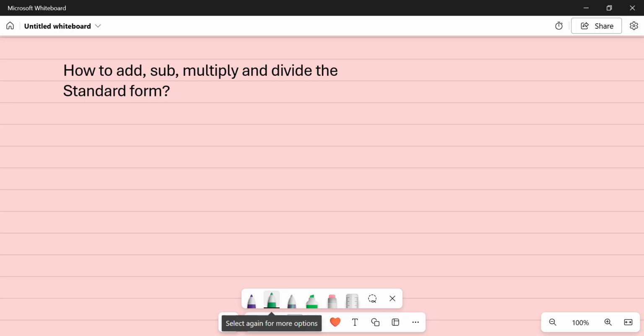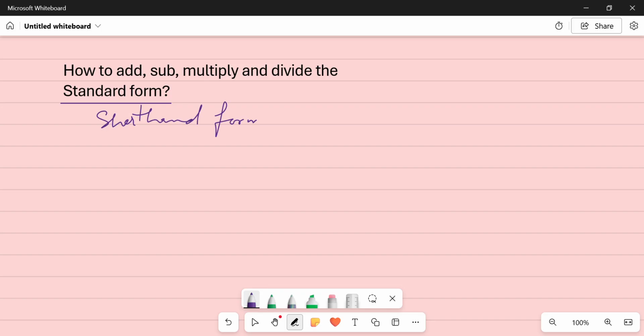So the standard form means to write the numbers in shorthand form, right? And what is the formula of the standard form? A times 10 to the power n. So A means that the numbers include from 1 till 10, or you can say between 1 till 10, right? The decimal numbers can be included.